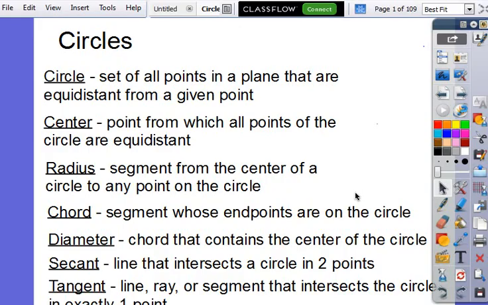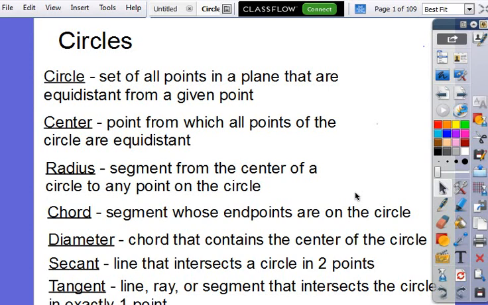Gonna run back through this from before Christmas. Definition of circle is a set of all points in a plane, equal distance from a given point. What kind of plane am I talking about right there? The flat surface that goes forever in all directions. The center point that you start at, where all the others are equal distance from.